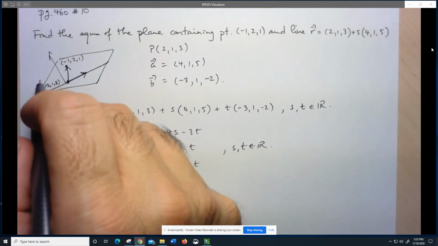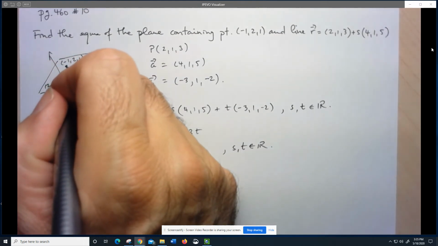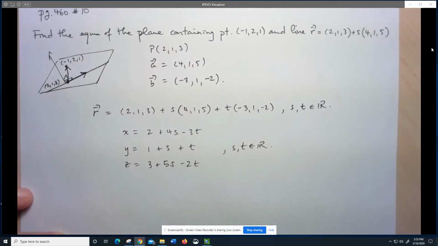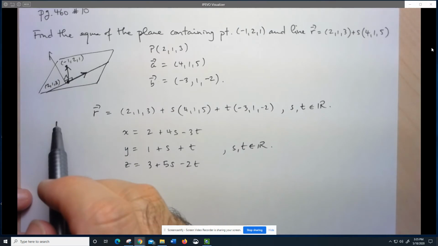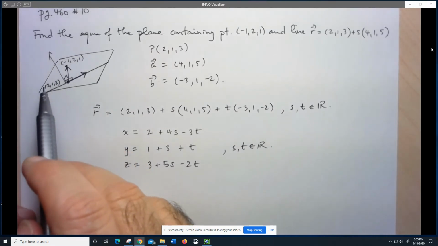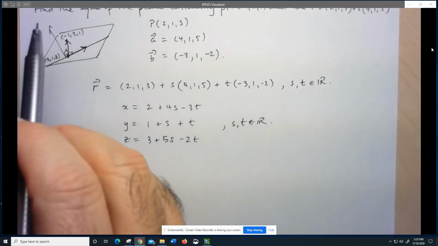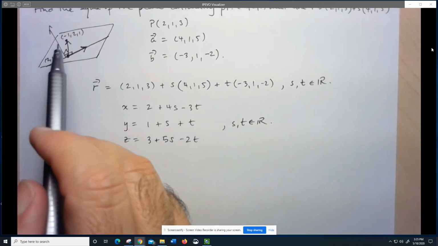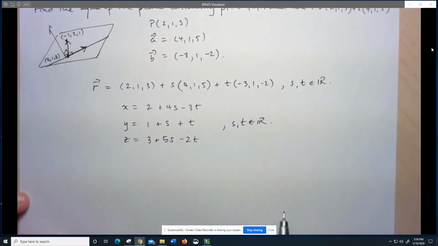And the normal vector, if it's going to be perpendicular to this plane, of course, it must also be perpendicular to the two direction vectors. And so this is how we get this normal vector, by taking the cross product of my two direction vectors. Because what does that give me? A vector that's perpendicular to both. So something that's perpendicular to these two vectors will also be perpendicular to the plane.